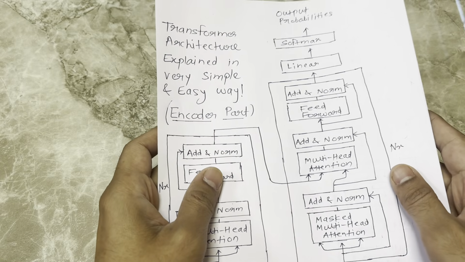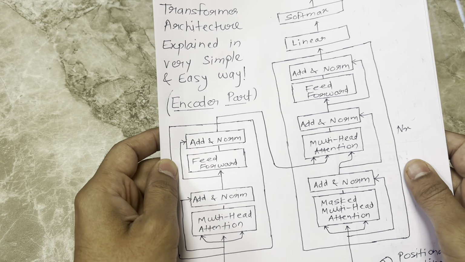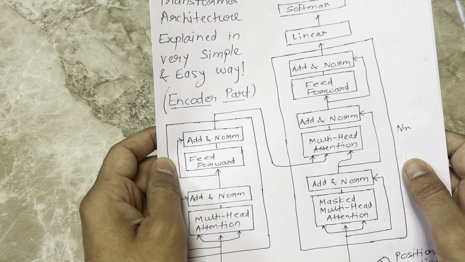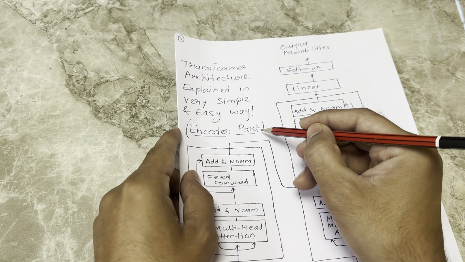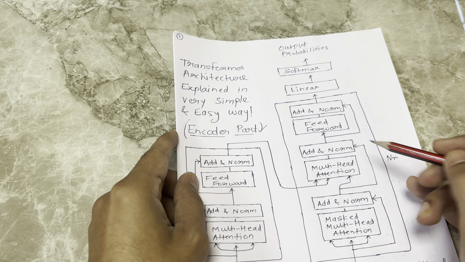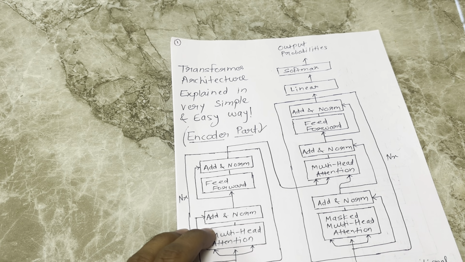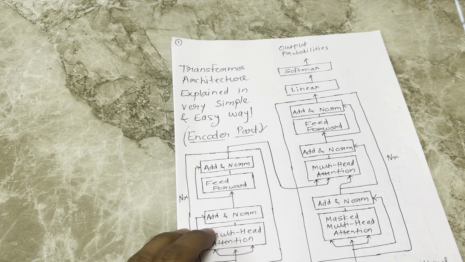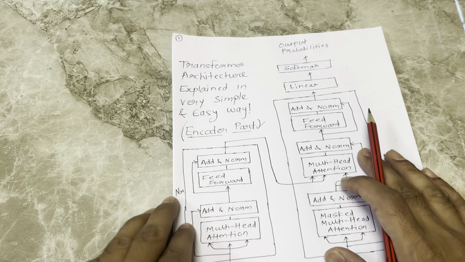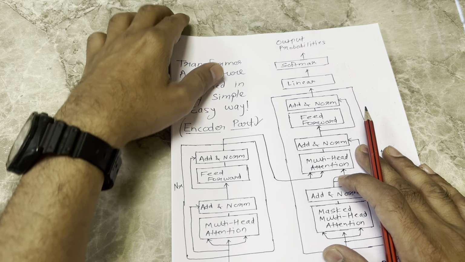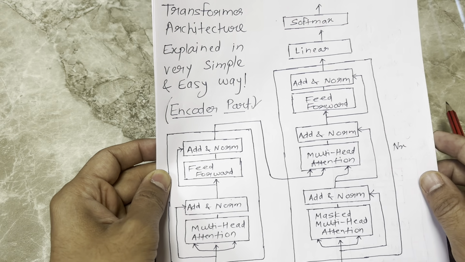So I have broken down this particular transformer architecture into two parts. In this video, we will focus only on encoder part of the architecture, as it is mentioned here. In the next video, we will focus on the decoder architecture. So what is encoder, what is decoder? We will talk about it. The main goal of this video is to understand the encoder architecture well.